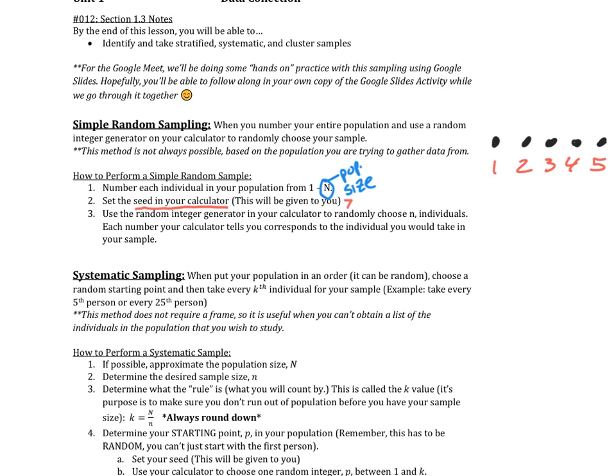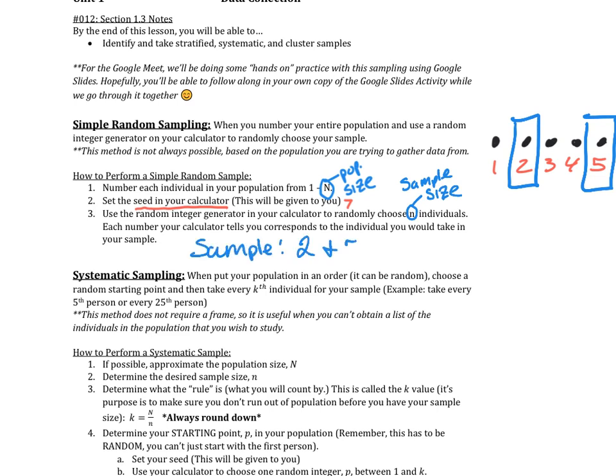Okay, so the second dot and the 5th dot. These two are the samples. Again, lowercase n here is our sample size. That's just our sample. The ones that we're choosing for our sample are number 2 and 5.